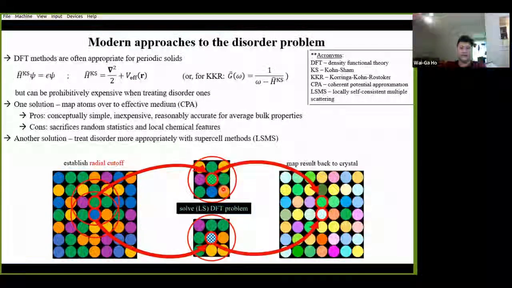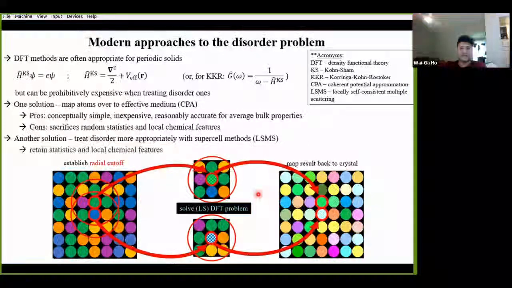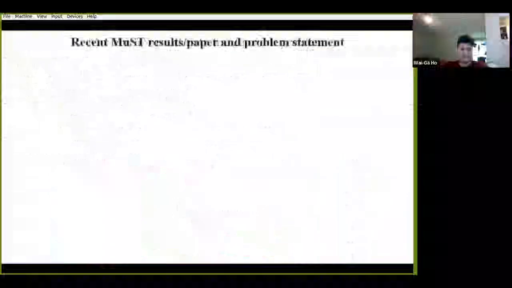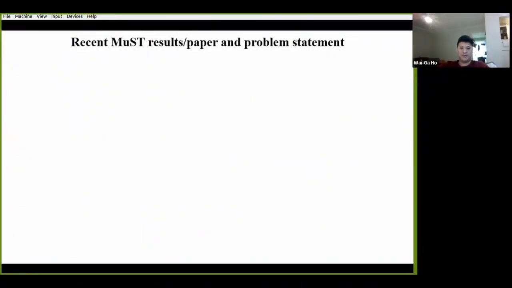So to emphasize, the LSMS can therefore provide us with a solution that not only respects the random statistical nature of the problem, but can also resolve local chemical features in the way that CPA cannot, as schematized with the various shades of green, orange, and blue, etc., that we have here. All right. So now we have some motivation for studying the problem of disorder, specifically for applications involving high-entropy alloys. And we've also introduced a couple of the modern techniques for first principles disorder modeling, including the effective medium CPA approach and the LSMS supercell method.